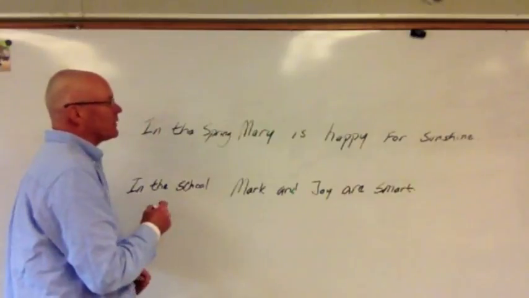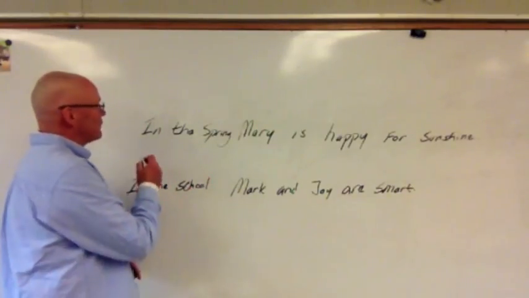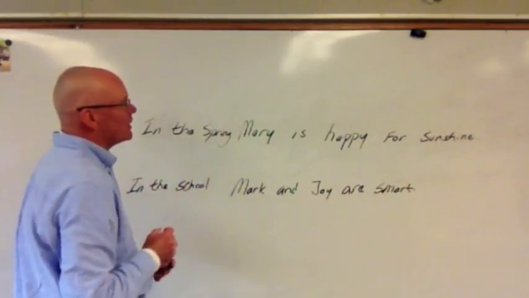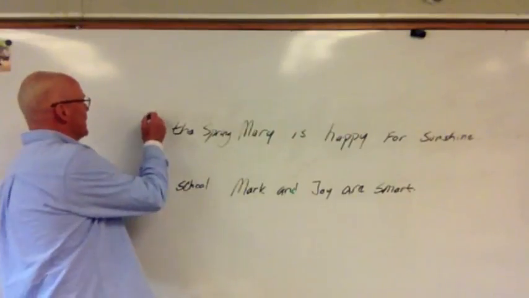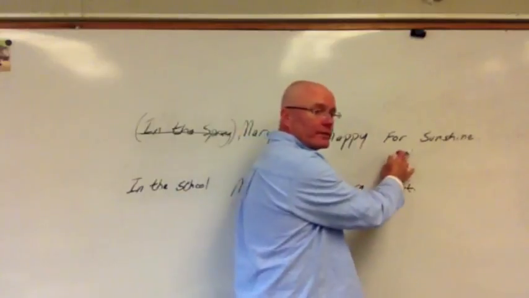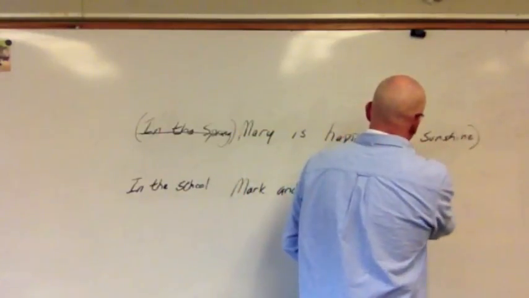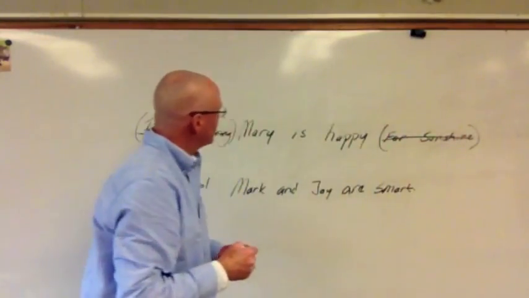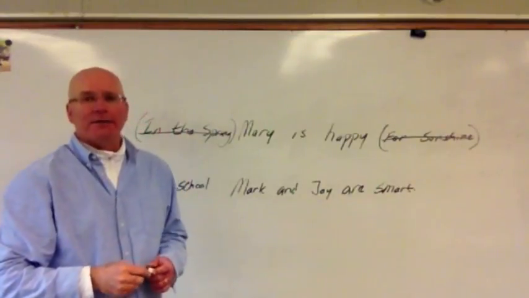In this first sentence, we have two prepositional phrases. In the spring, Mary is happy for sunshine. In the spring is a prepositional phrase, so we'll cross it out. For sunshine is a prepositional phrase, so we'll cross it out. And that leaves us with the basic sentence, Mary is happy.